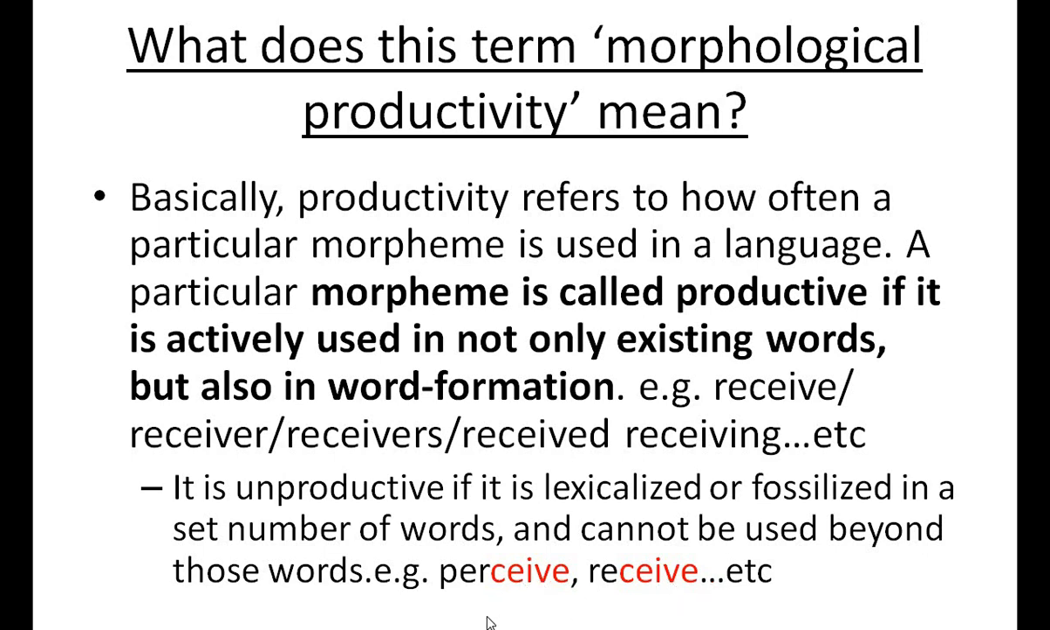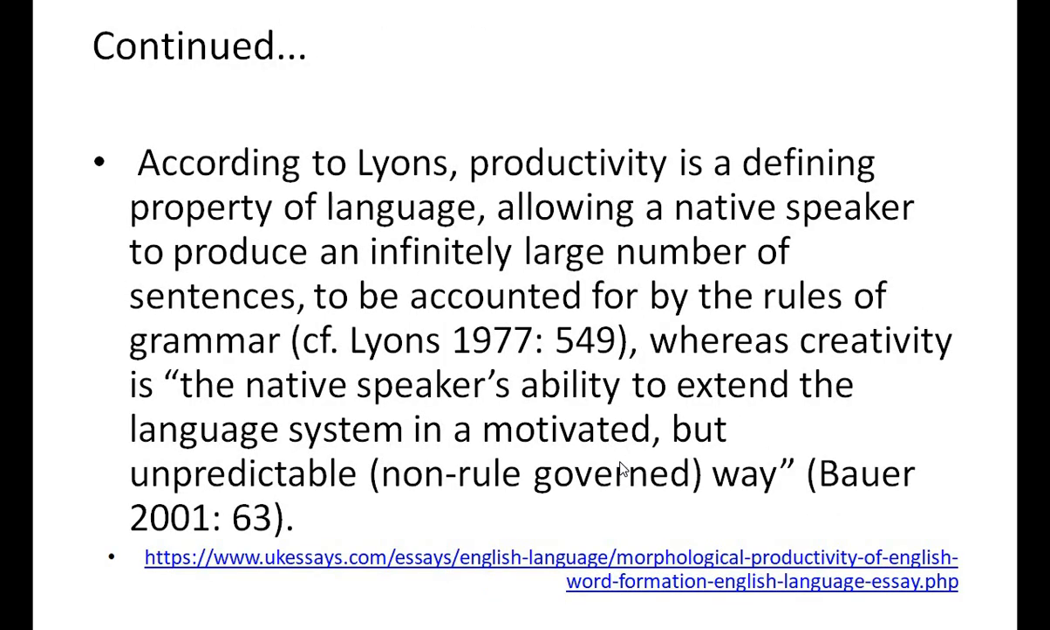Only a suffix or prefix can be added to form other words, or there can be a grammatical change or word class change, as happened in receive, receiver, receivers, received, and receiving. So according to Lyons, productivity is a defining property of language, allowing a native speaker to produce an infinitely large number of sentences to be accounted for by the rules of grammar. By using the rules of grammar, you can produce an infinite number of sentences depending on how you want to mold that information, in which category you want to add it.